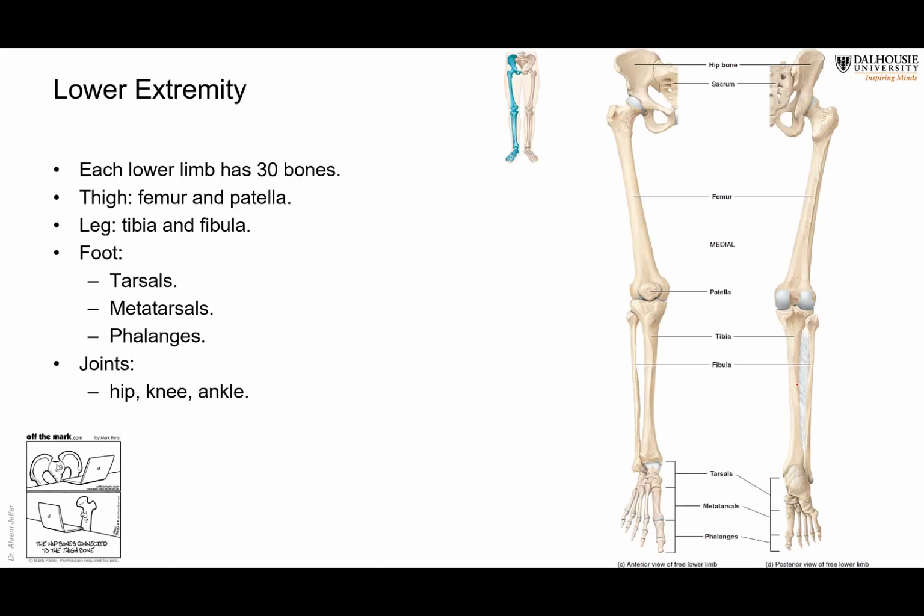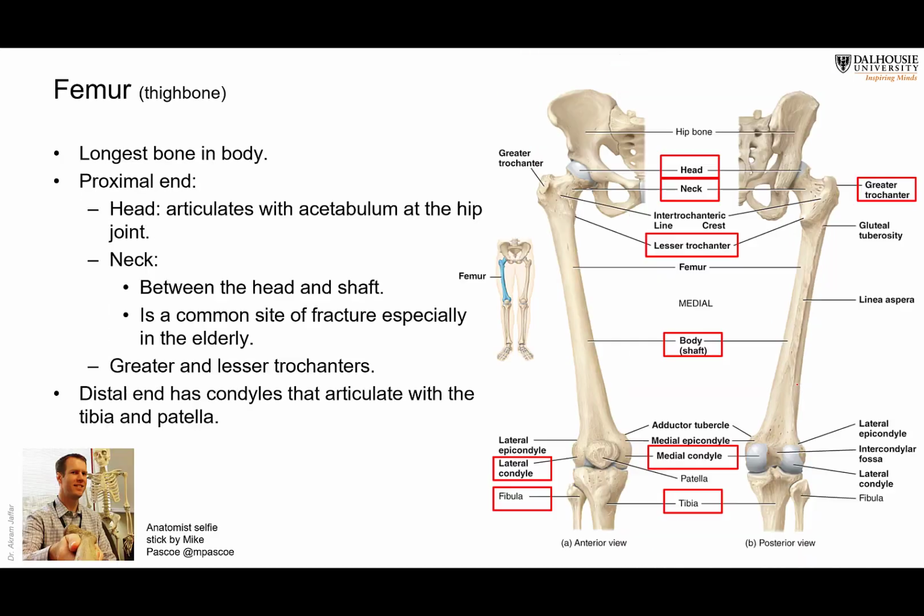The lower extremity, again, has 30 bones. It has the thigh, which contains the femur, the bone of the thigh, and the patella, the sesamoid bone. Tibia and fibula, like in the forearm. There in the leg, we have the tibia, the medial bone, and the fibula, the lateral bone. And in the foot, we have the tarsals as opposed to carpals, metatarsals as opposed to metacarpals, and phalanges, which are the same. And the joints are the hip, knee, and ankle. Of course, these are not the only joints, but the joints that we're going to focus on mainly.